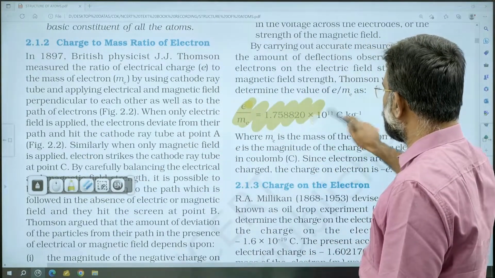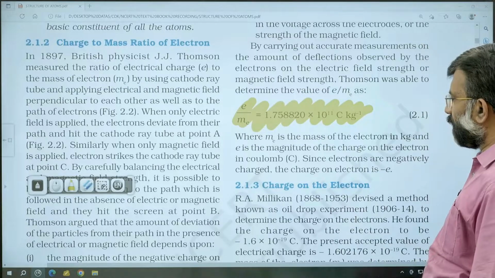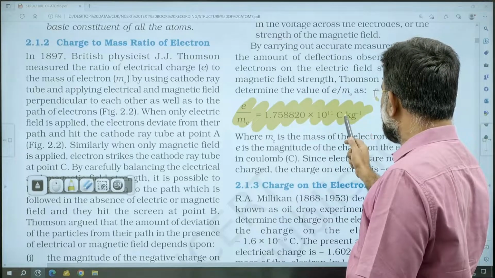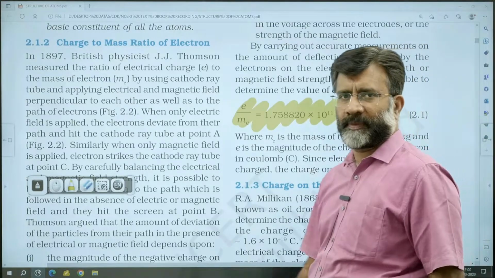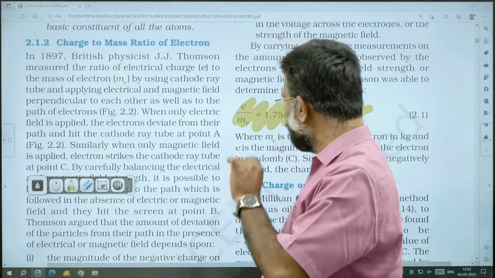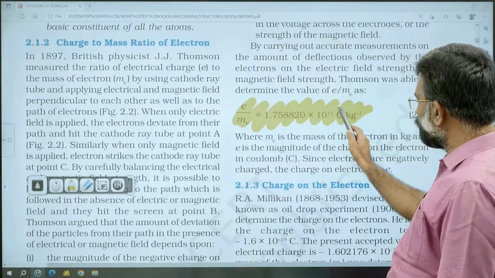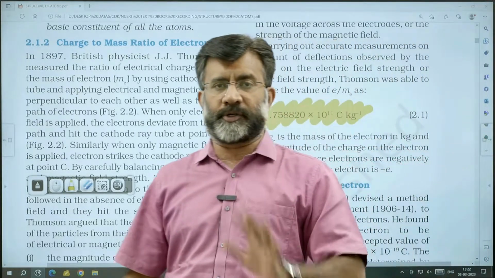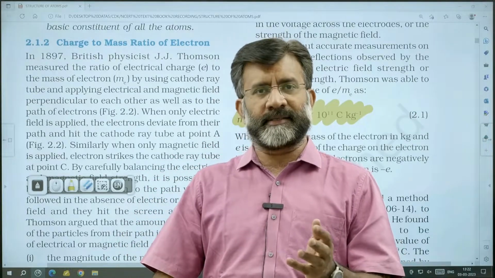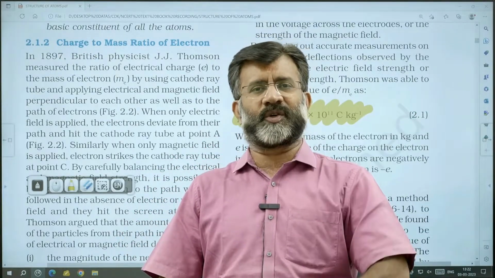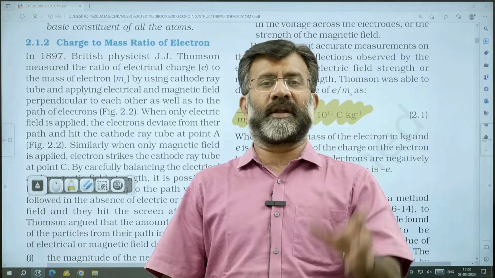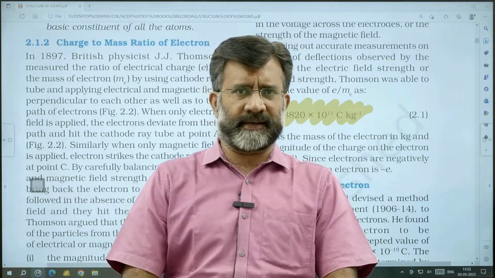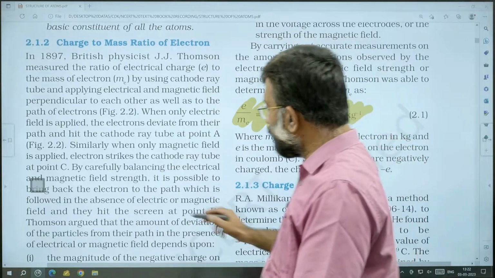You have to memorize the data: 1.7588 × 10^11 coulomb per kilogram. 1.7588 something, 10 raised to 11 coulomb per kilogram. Charge to mass ratio. You can expect some comparative questions on the charge to mass ratio of various fundamental particles and some other particles, etc.